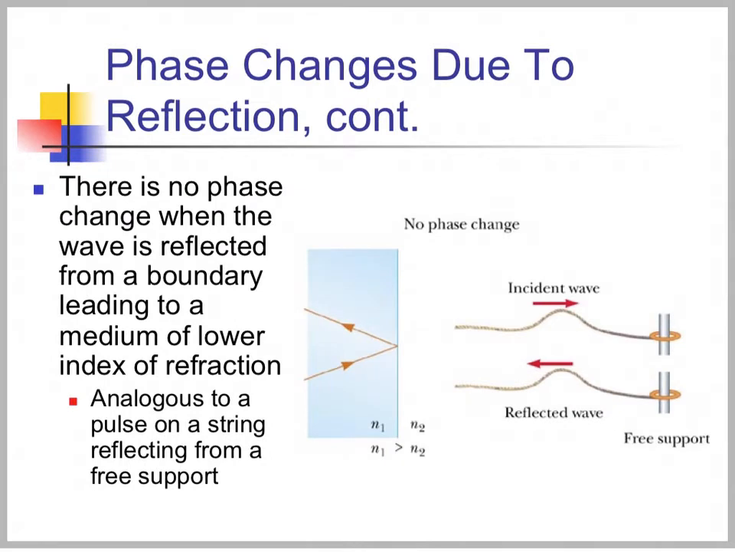However, there is no phase change when the wave is reflected from a boundary leading to a medium of lower index of refraction. And that's kind of like a pulse on a string when we had the free support. So as the wave comes in and is reflected, there is no phase change at that boundary.